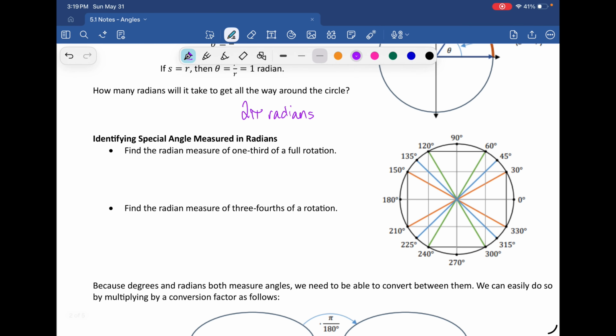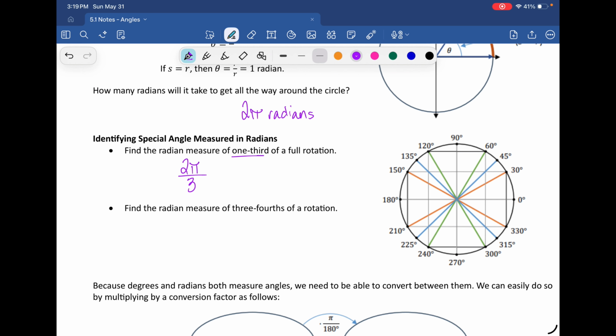All right, find the radian measure of 1/3 of a full rotation. We've got 1/3 of a full rotation. A full rotation is 2 pi. 1/3 of that would be 2 pi divided by 3. That's your radian measure. 1/3 of a full rotation is 2 pi over 3.